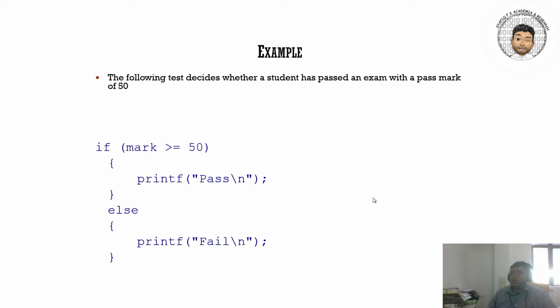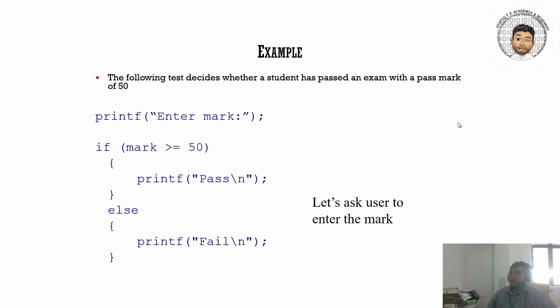Okay, so here is another example. The following test decides whether a student has passed an exam with a pass mark of 50. If mark is more than 50, print pass. If mark is else, meaning less than 50, print fail. So this is the code here for this question.